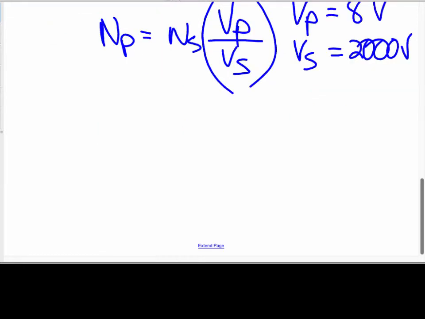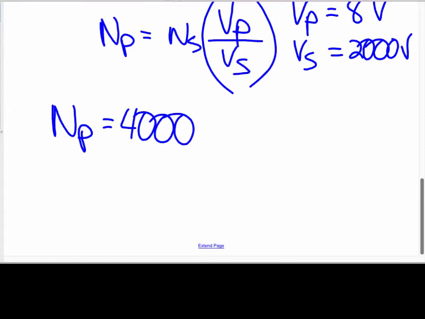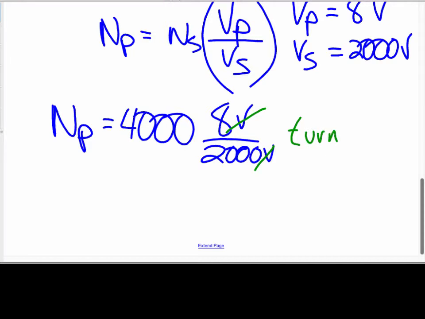So plug it in. The number of turns on the primary coil is equal to 4,000 times 8 volts all over 2,000 volts. Volts cancels, and this is 4,000 turns, so we get turns at the end. If you do the math, it's just 16 turns, right? Because 2,000 goes into 2,000 one time, 2,000 goes into 4,000 two times, and 2 times 8 is 16.